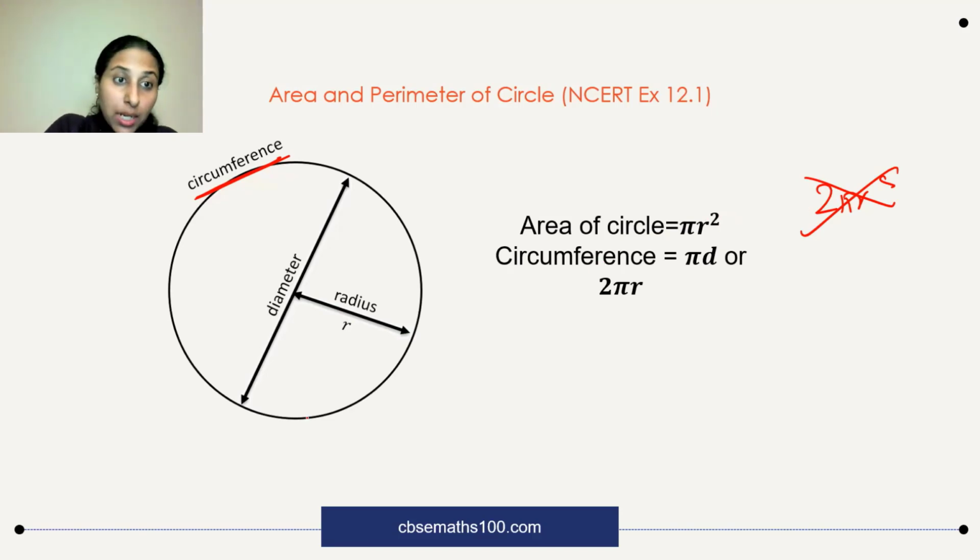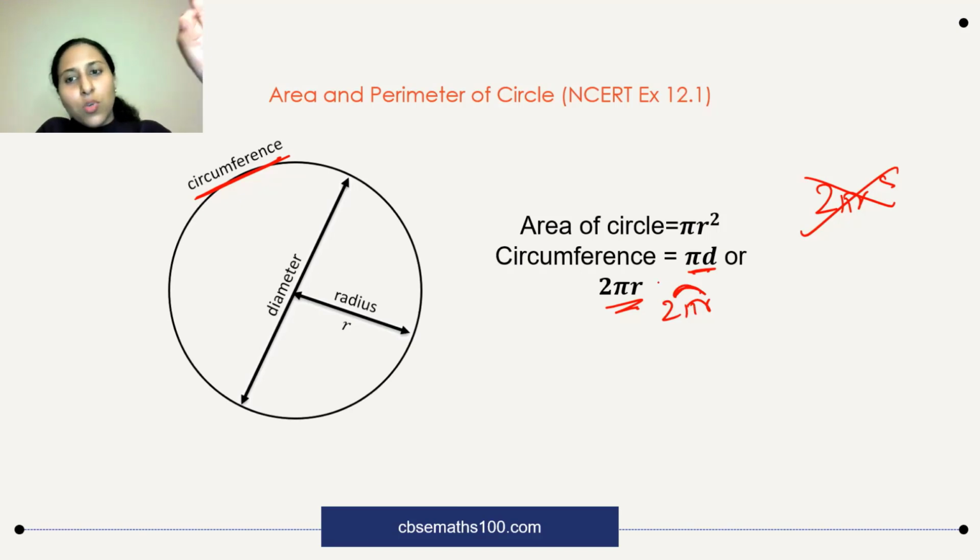Circumference, which is the total boundary of the circle, the total perimeter of the circle is pi d or 2 pi r. Pi times diameter, because in this 2 pi r, this 2r is nothing but diameter. Okay. So remember anyone, if this is confusing, 2 pi r you can remember. 2 pi r is the circumference, area is pi r square.